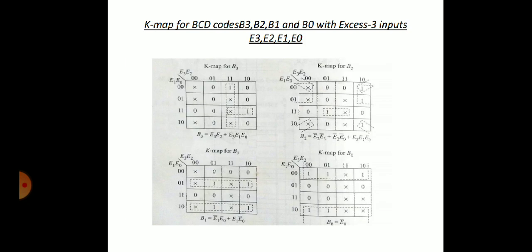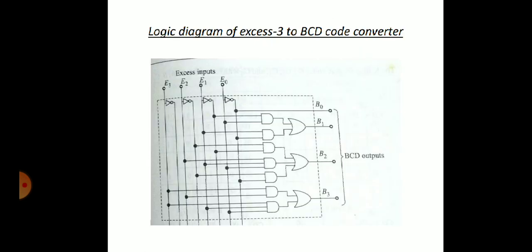What is the next step? Similarly, the K-map. What will be the variables? The variables will be E0, E1, E2, E3, and we will do the K-map for B3, B2, B1 and B0. And after getting these four expressions, we will design the logic diagram of the XS3 to BCD code converter using the logic gates. This is the whole circuit for the XS3 to BCD code converter.